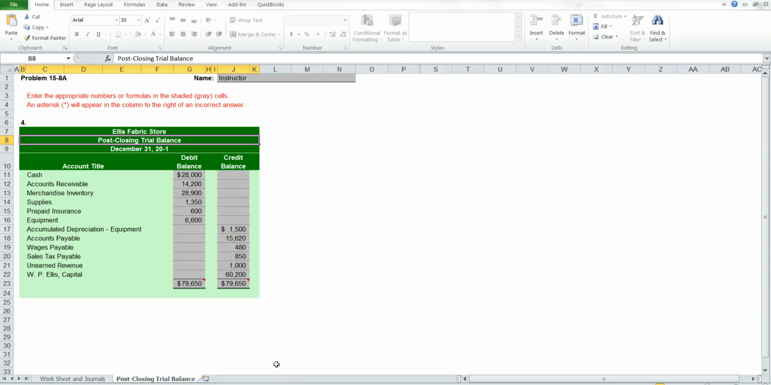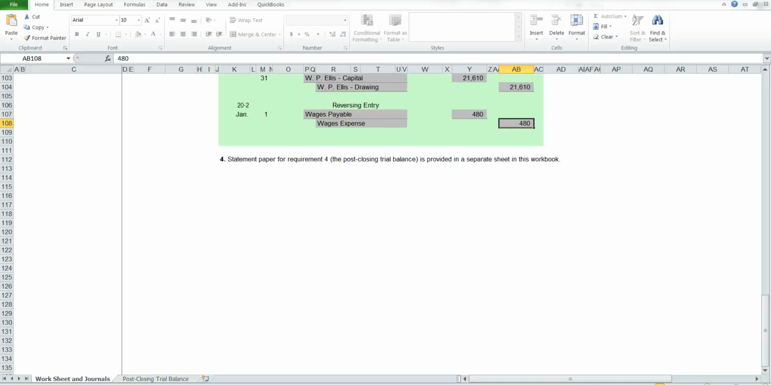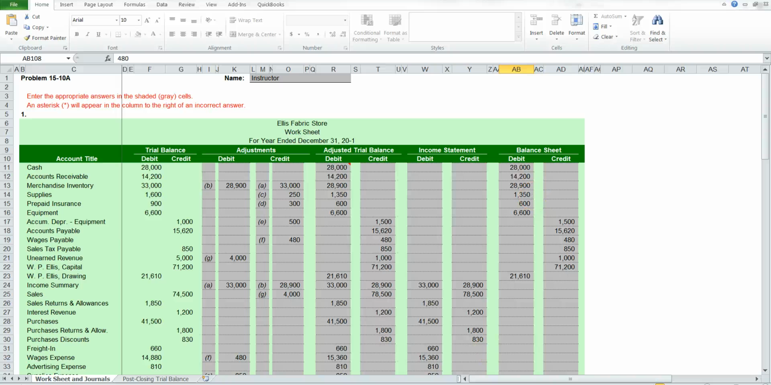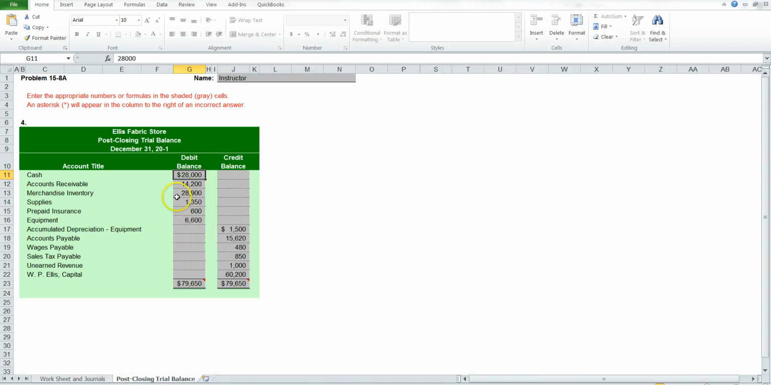Now we're going to just take our balances after all our closing entries have been made and confirm that, after these entries have been made, these balances now tie out. But now we only have a balance sheet because we've put everything into our capital account. And you will see we do tie out.